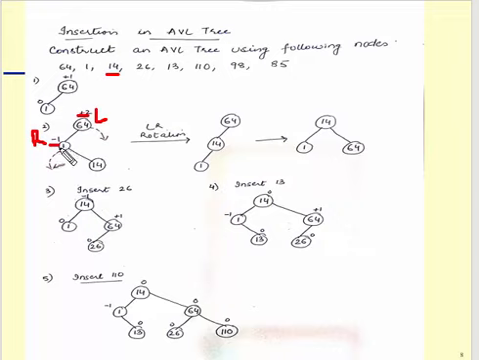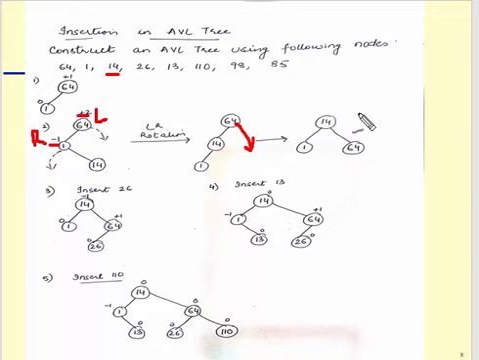So move this to the left side. So 1 would become the left child of 14 and 14 would become the left child of 64, and then you have to move the out of balance node, that is this 64, towards the right side. When you are moving 64 towards the right side, you get it like this. So this is your balanced one.